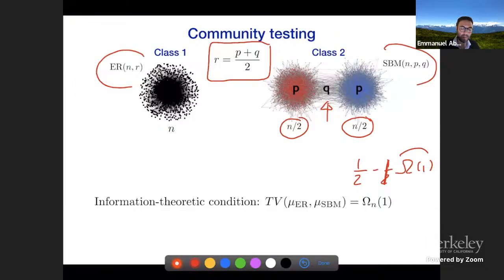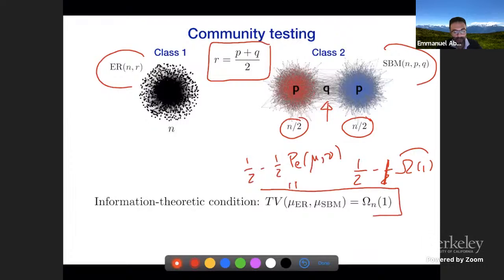Because the TV, as we just said before, is half minus half the probability of error of the optimal test between the two measures, then in order to succeed in guessing where the graph comes from with probability better than half, the total variation distance has to be bounded away from 0 between the two measures of the two random graph models.